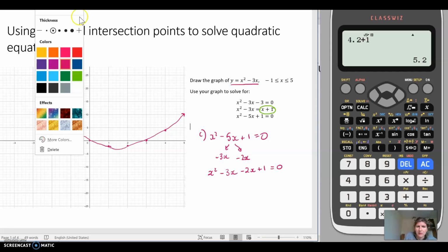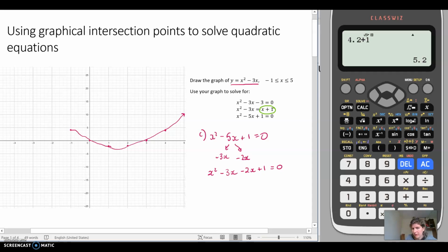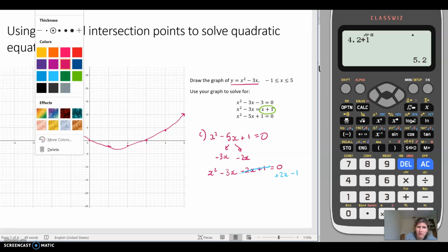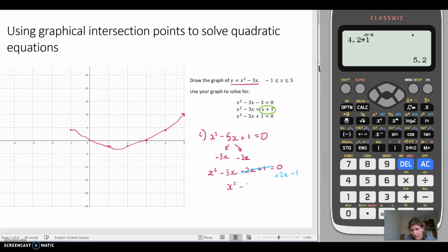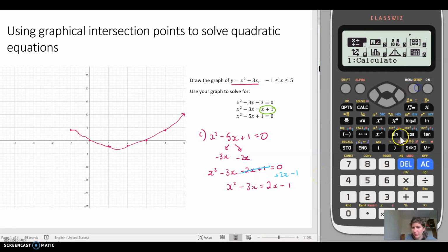Now I'm going to bring my non-3x part of my term onto the other side. So I'm going to add 2x and minus 1 from there. Okay, so I end up with x squared minus 3x equals 2x minus 1. Now again, I can graph my 2x minus 1. And again, if I want to, I can do that on here. So I can make that 2x minus 1 equals g of x. I'm going from -1 to 5, stepping up by 1. Perfect. So there we go.